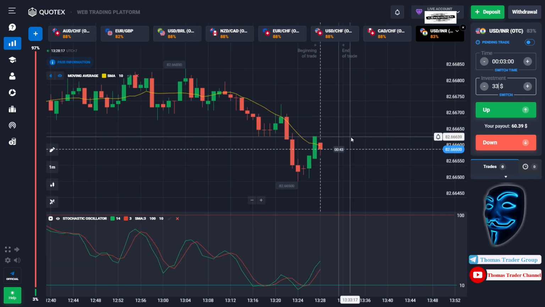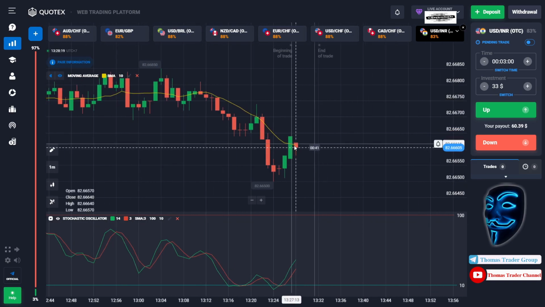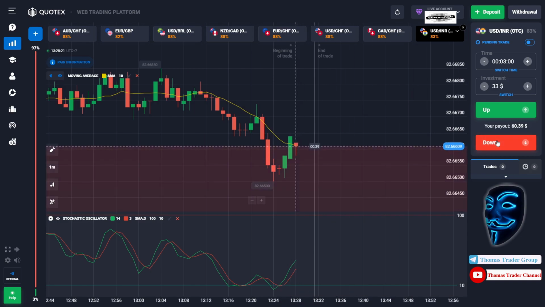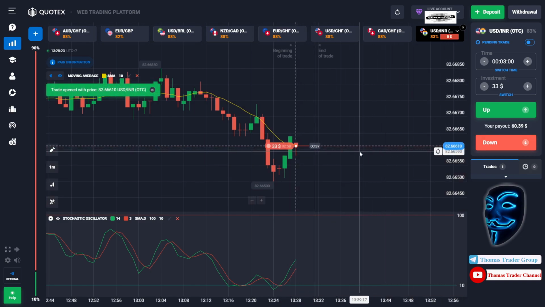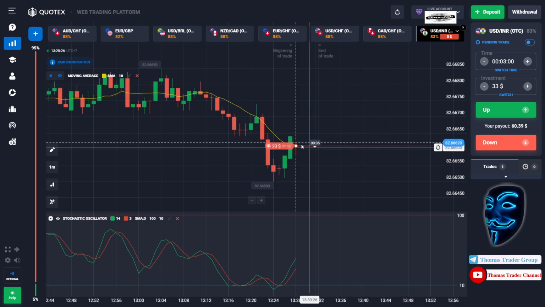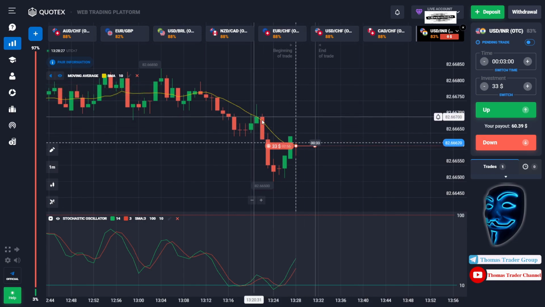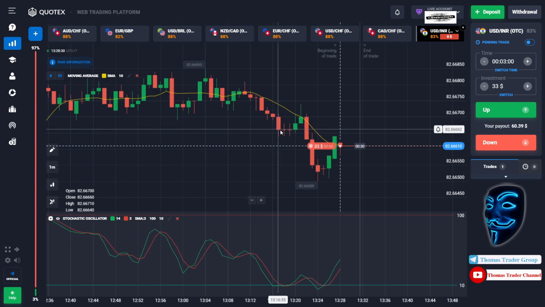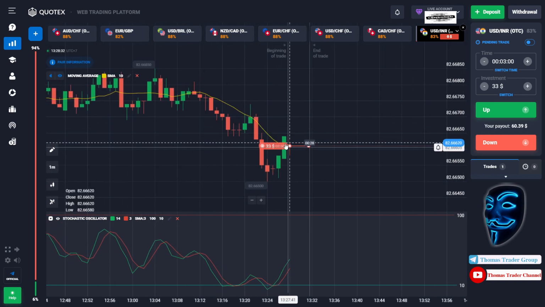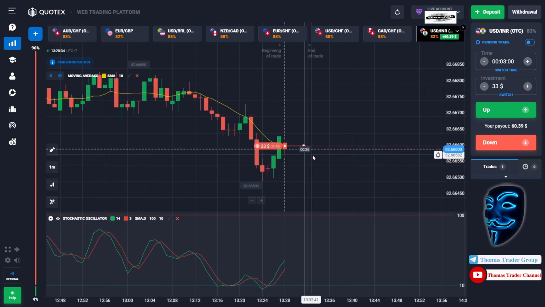But we still can try to open sell over here for 3 minutes because it touched the moving average line over here. We will open sell for 3 minutes because when the market touches the moving average line, it will make a rebound again and continue the bearish trend. And let's prove it here. Let's wait till the end of our trade.